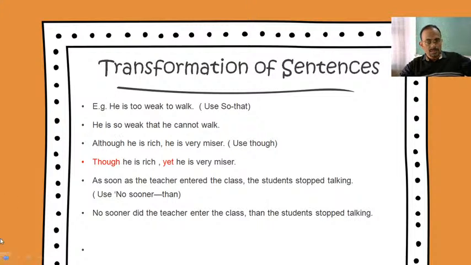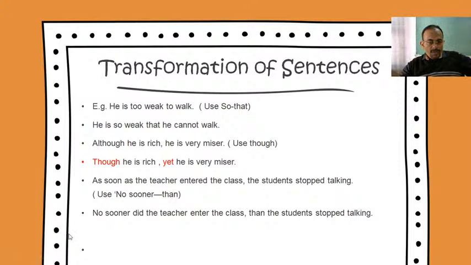of sentences. Next, you can see as soon as the teacher entered the class, the students stopped talking. So use no sooner. Always remember, no sooner and as soon as, the meaning is same, but their structures are different. No sooner means as soon as. Understood? No sooner means as soon as. So as soon as the teacher entered the class, the students stopped talking.